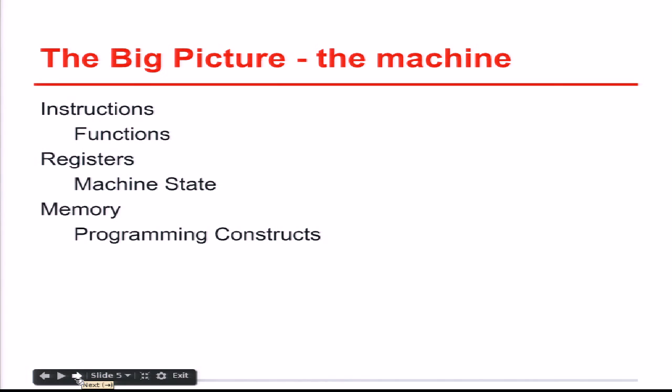So, the big picture. You have instructions, functions, registers. You have a machine state, memory, and programming constructs. When we're going to talk about registers, and when I was showing this to my friend, he was like, "I don't even know what a register is." And the thing with a register is, you know what memory is, right? Memory is like a big address space. It has a lot of locations. You have an address. You have a place you can store variables. And it's off board the CPU.